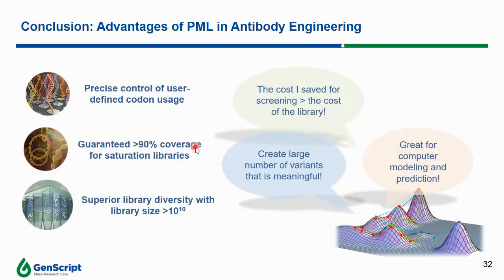So before I wrap up my presentation today, I would like to highlight that with our precision mutant library, we are able to have a precise control over the codon usage and allow the user-defined amino acid distributions within each variant. And this allows for the construction of the mutant of a superior library diversity with the guarantee of more than 90% of the coverage.